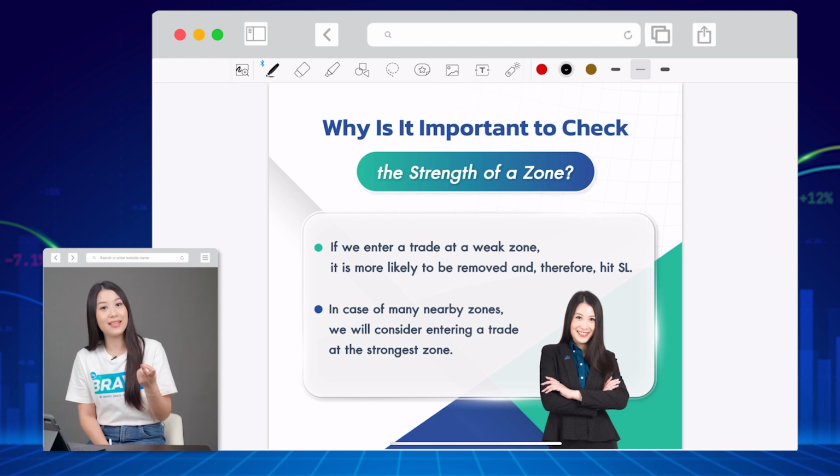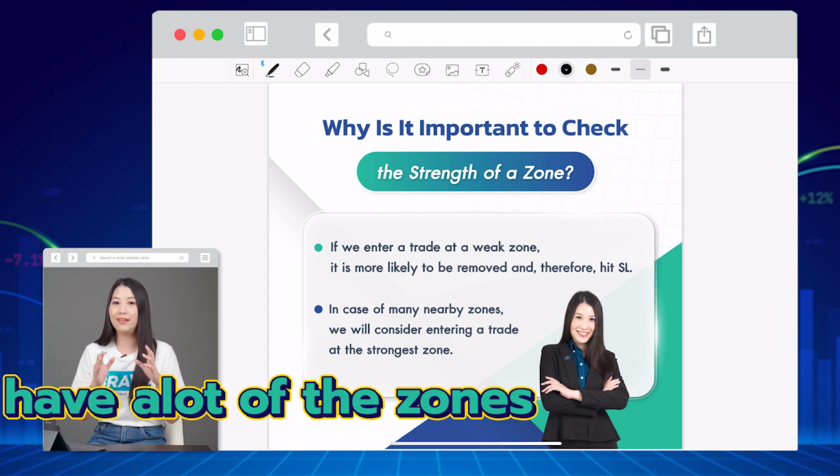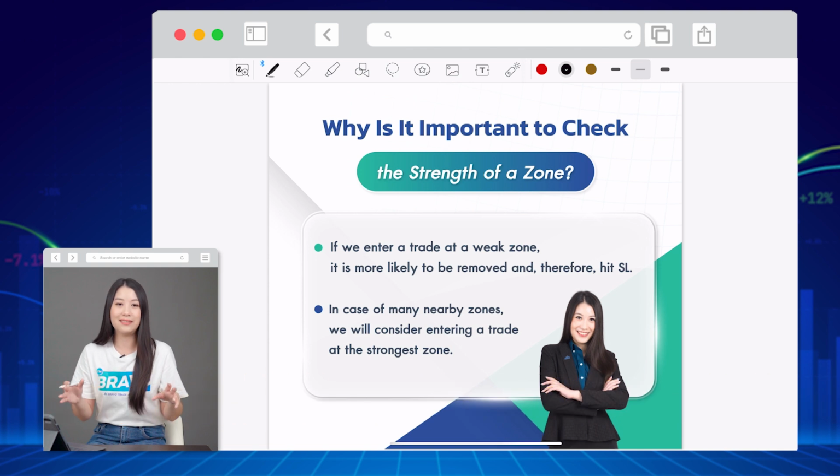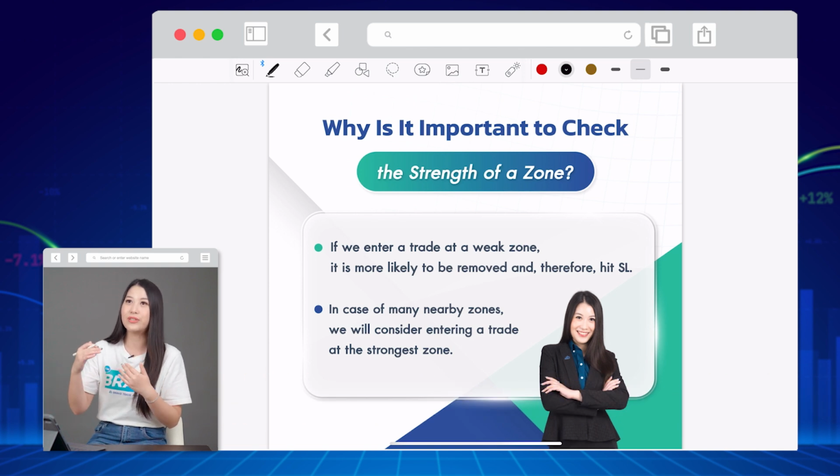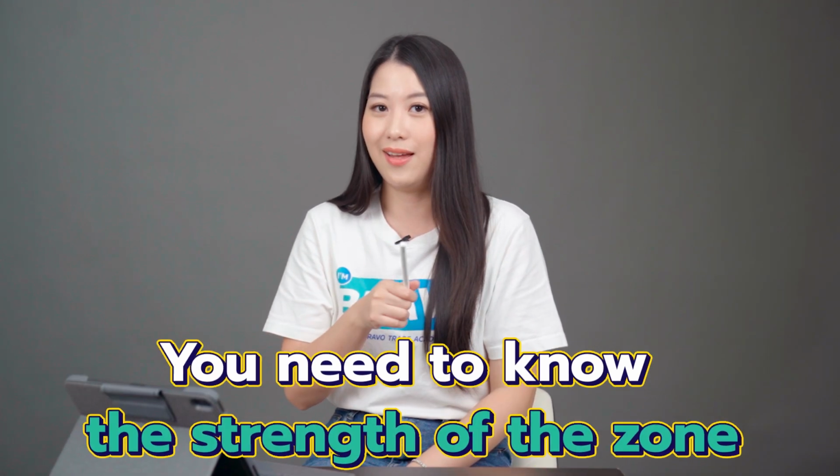The second thing: when we have a lot of zones that you can choose from, for example, we have 3 zones here, how do I know which zone I should enter my trades? I would say that you need to know the strength of the zone, and I would suggest you enter your trades at the strongest zone that we have there.